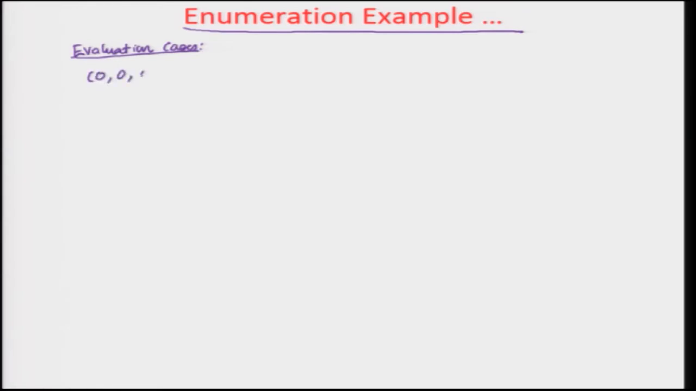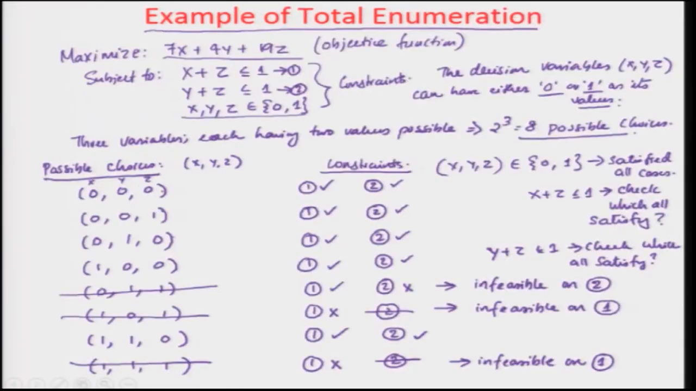They are 0, 0, 0. Then we have 0, 0, 1, then we have 0, 1, 0, then the next one we have is 1, 0, 0, and we have 1, 1, 0. So, these are the 5 cases. If you look into this, we got these values from this particular table. So, we are only evaluating these cases.